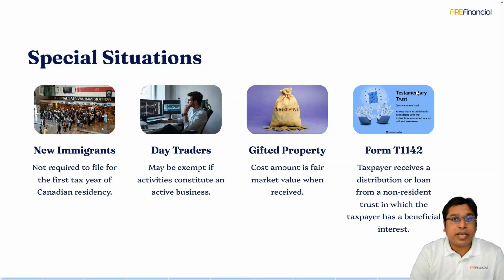Because on the date of transfer, the fair market value was more than $100,000, it needs to be reported on T1135. Now, if you are inheriting foreign assets, make sure to use the fair market value on the date of transfer instead of the original cost of your parents.